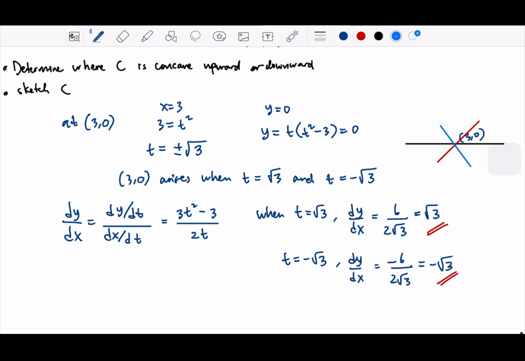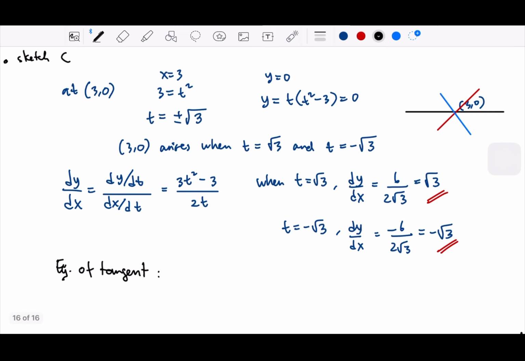And we could write the equations of the tangent. So equation of tangent, y equals square root of 3 times x minus 3. We could just plug in the 3, 0 point. So at 3, 0. And then the other one is the same, just the same. The difference is just the gradient.